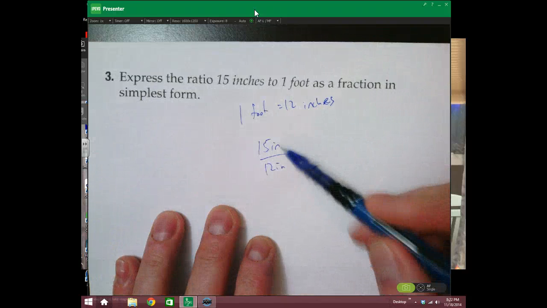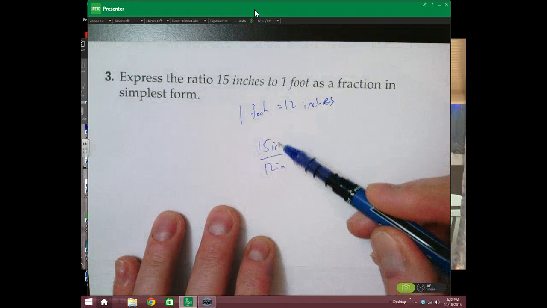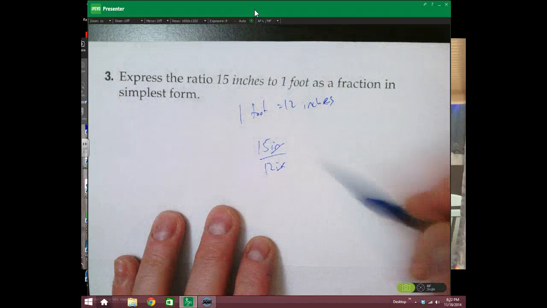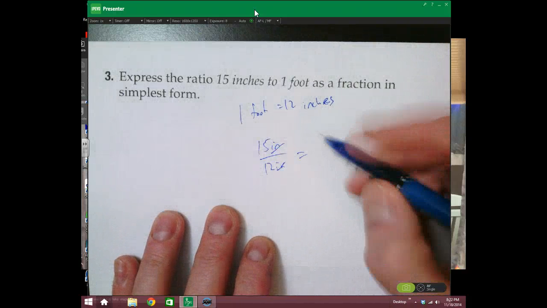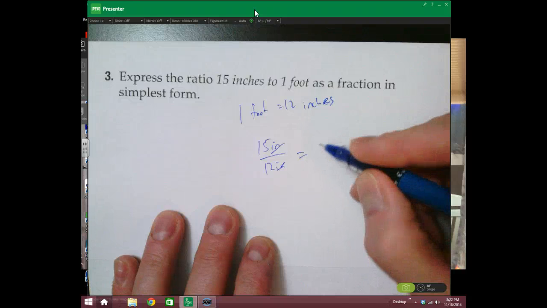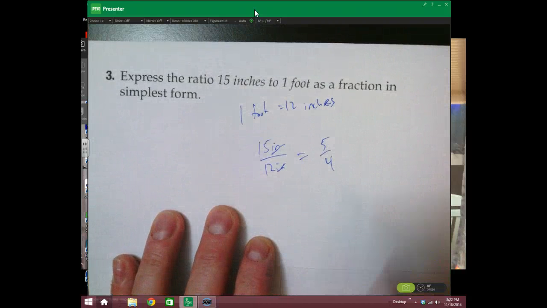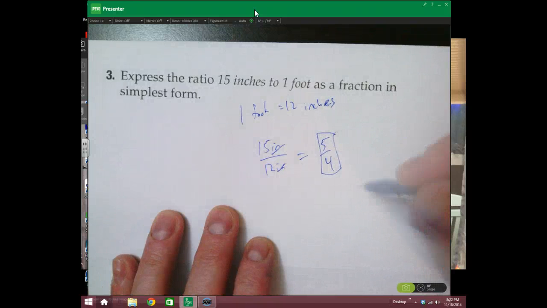And notice that, again, same style of unit here, distance to distance. In fact, this one is actually inches to inches, so we can cancel it off now. 15 over 12, they're both divisible by 3. This is 5 over 4, and that's the simplest fraction. It's a 5 to 4 ratio.